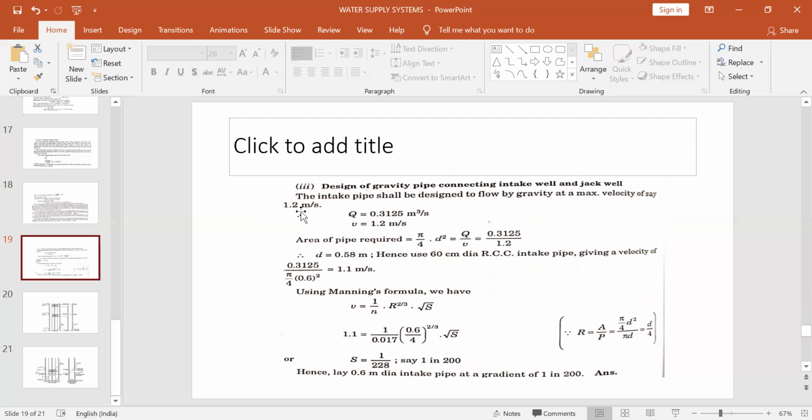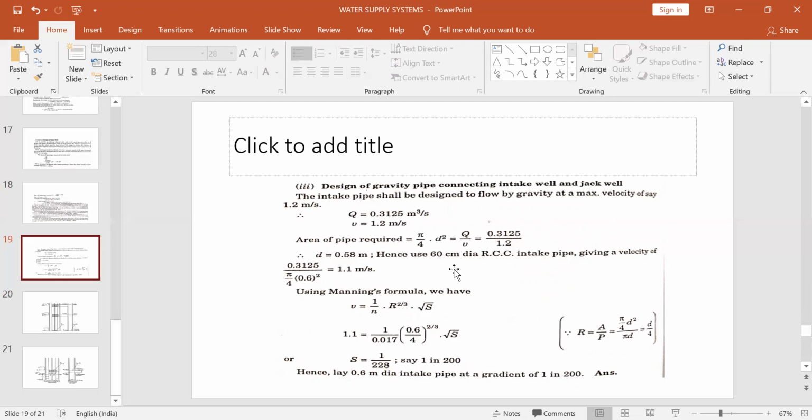Okay. So earlier at the screens your limiting velocity was 0.16. Now it is 1.2. So this is velocity. This is your discharge. Okay. So what is the area? Area is pi by 4 d square, and this is your area 0.3125 by 1.2. So from this, if you find the diameter, taking square root, you find d as 0.58 meter. That means you can use 60 mm dia RCC intake pipe as the jack well pipe diameter. Okay.